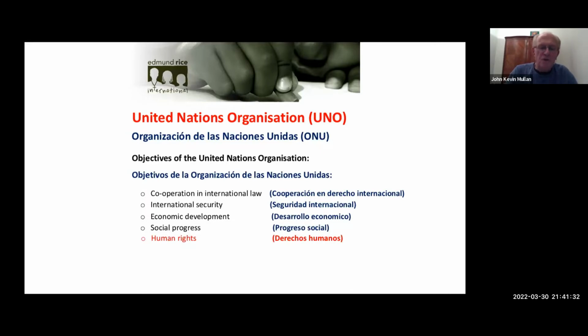Then we have the one that we're going to focus on tonight. The United Nations has a special interest in the promotion, the protection and the strengthening of human rights. So that's one of the reasons that the UNO came into existence. And then also very much involved in world peace. So just take a moment to look at those six particular objectives of the United Nations. And remember that tonight we're focusing on the one that's highlighted in red, human rights, but just cast your eye over the six reasons for the establishment of the United Nations.